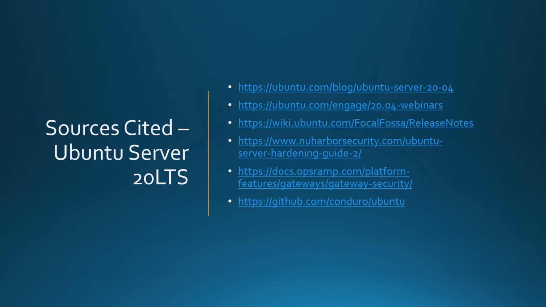These are my sources cited for the Ubuntu Server 20 LTS, just the server itself. I got a lot of them just from the Ubuntu website. The Focal Fossa wiki, I give that a higher priority than usual. Just a wiki article. I'm not a big fan of wikis, but even a wiki like that can give you links to where they got their information, which gives you better sources.